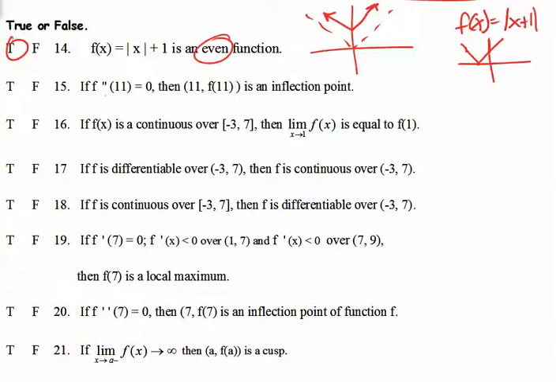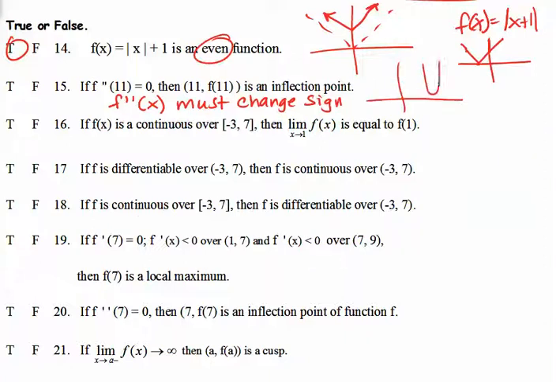If our second derivative at 11 is equal to 0, then does that mean that we've got a point of inflection? Well, that's not necessarily true because f double prime has to change signs. F double prime must change signs to get an inflection point, and it could be a bounce point.